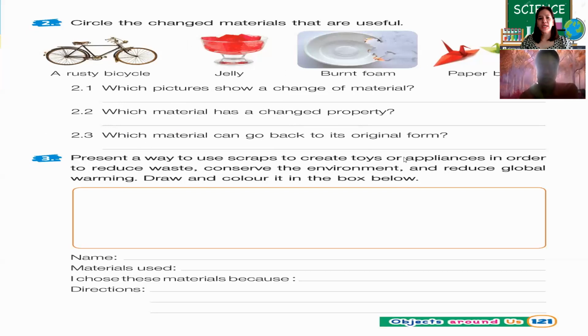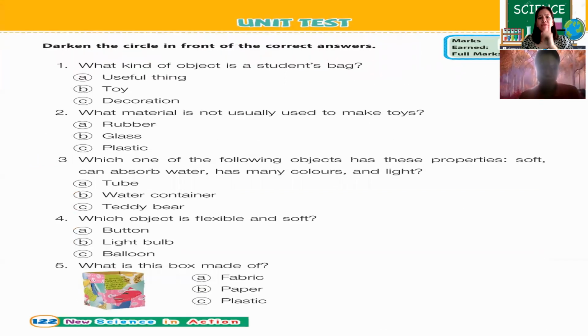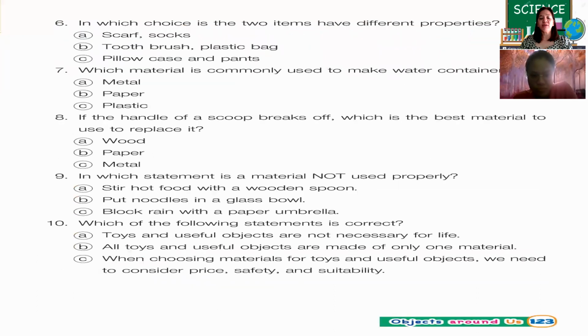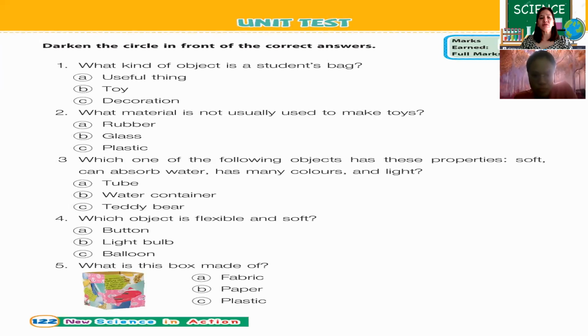Okay, that's all for today. For your homework, I'm sorry, but you have to do the homework. Only one homework for today. As much as possible, we don't want to give you homework, but to practice you have to answer this. This is very easy. Unit test, page 122 and 123. Darken the circle in front of the correct answer. We just darken the circle.